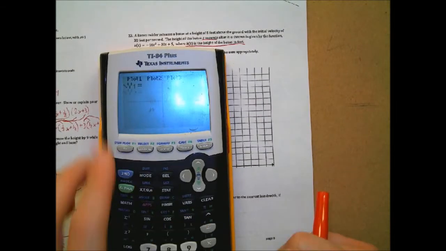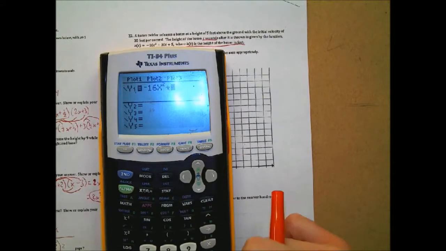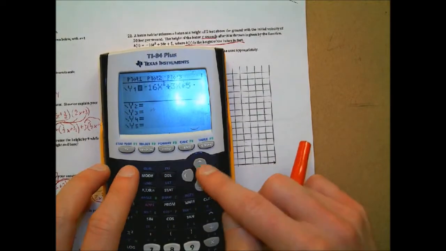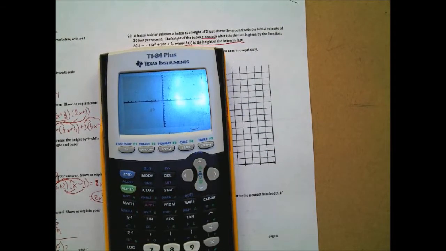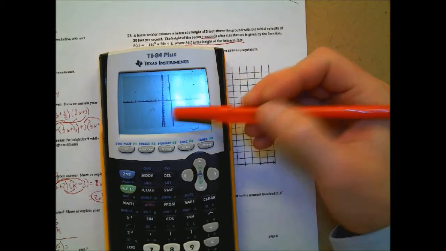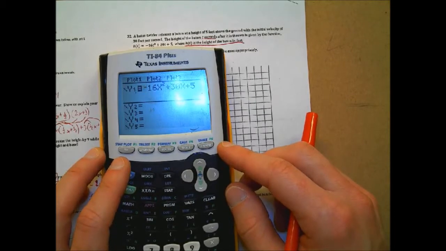Okay, let's type this in. Negative 16x squared plus 30x plus 5. Oops, I only did 3. Okay, there's my curve. Let me make sure I do that right. Negative 16x squared plus 30x plus 5. It's okay that we're using x's instead of t's. Same idea.